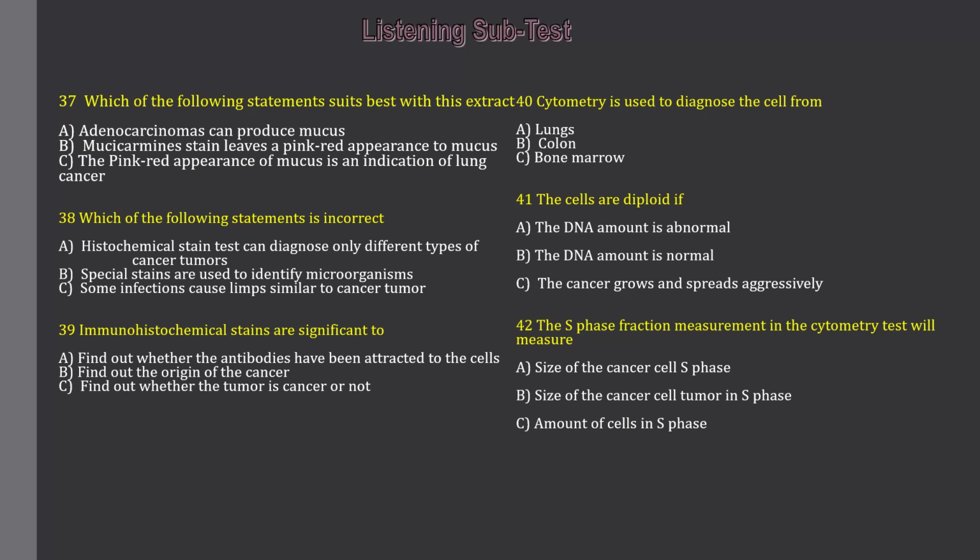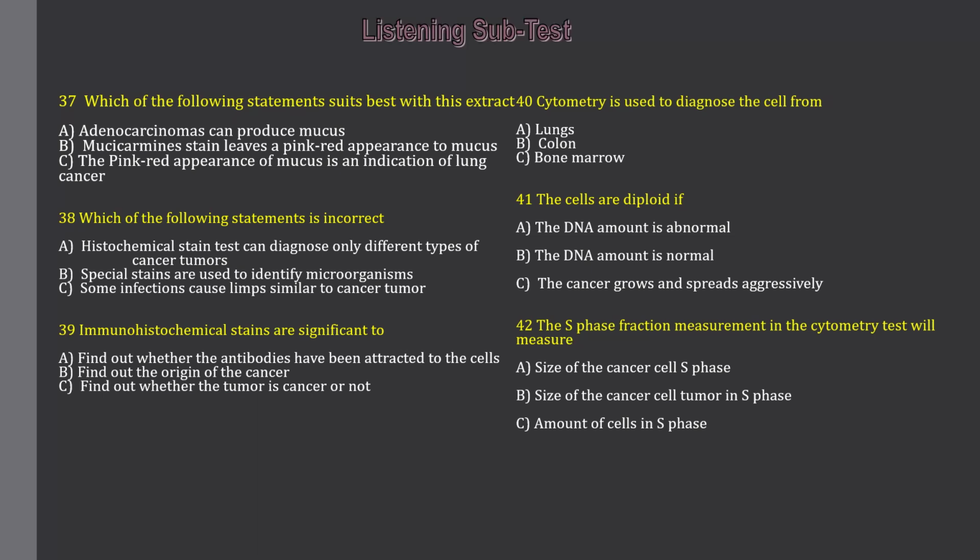Another significant purpose of flow cytometry is to measure the S-phase fraction, which is the percentage of cells in the sample that are in a certain stage of cell division, called the synthesis or S phase. The more cells in the S phase, the faster the tissue is growing and the more aggressive the cancer will be. Like flow cytometry, image cytometry tests use dyes that react with DNA.